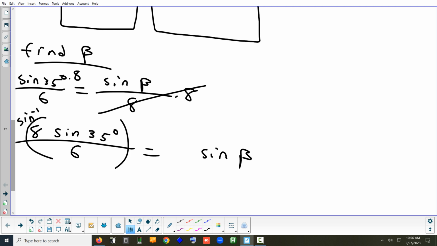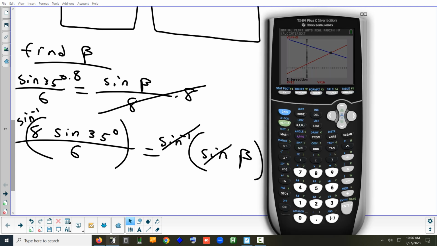I know that I could reduce 8 over 6 to 4/3. I mean, it doesn't really matter. So we're going to take the inverse sine of what's on the left and what's on the right. Now, at this point, we're either going to get an answer on the calculator or we're not. If we don't get an answer, then you either made a mistake or it is a no solution problem. If we get an answer, then we need to write it down and then we have to check for the second.